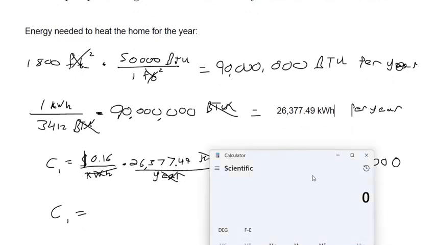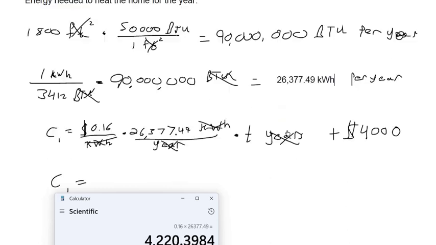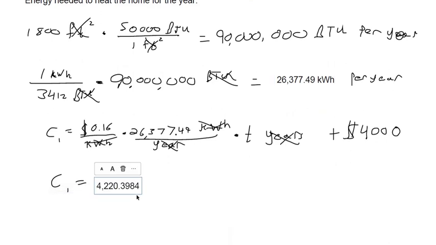Okay, now we get everything. So the cost per year plus the startup cost. I'm going to multiply the 0.16 times 26,377. So that's the cost per year for this first system. We're multiplying it by that variable T plus the startup cost of $4,000. That's the electric system. That's how much it'll cost based on the number of years that we're considering.